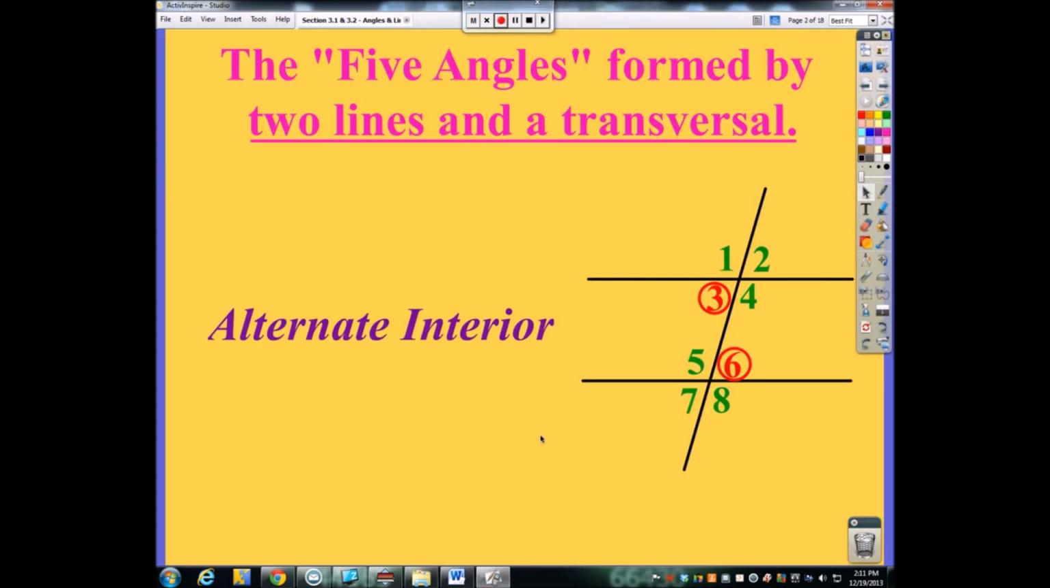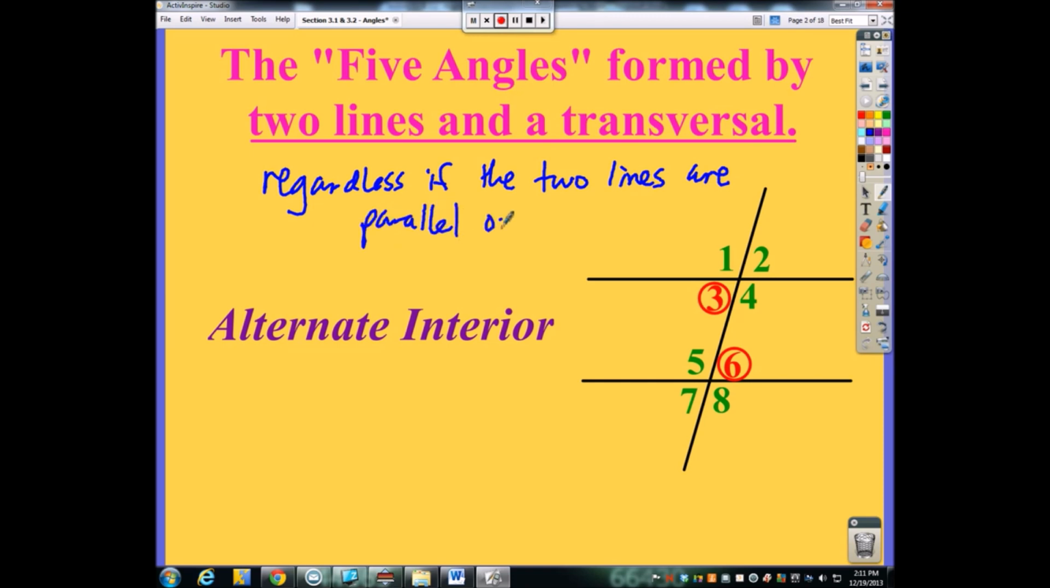So the 5 angles formed by 2 lines and a transversal, regardless, I'm going to write up here because some people don't quite understand this, regardless if the 2 lines, we'll say, are parallel or not. So you don't have to have parallel lines to have alternate interior angles. When you have parallel lines, there's something special about those alternate interior angles. So just keep that in mind.